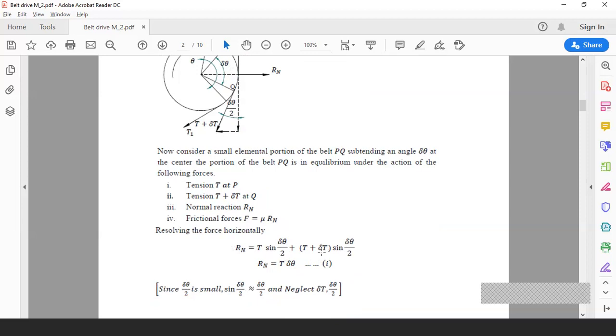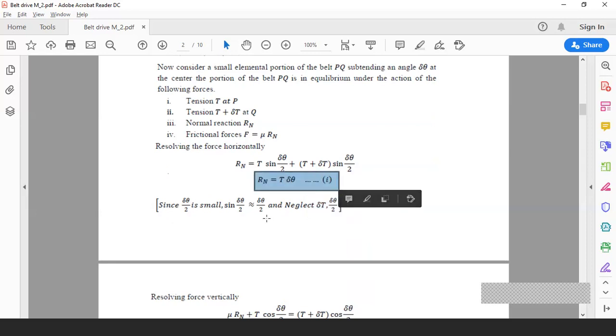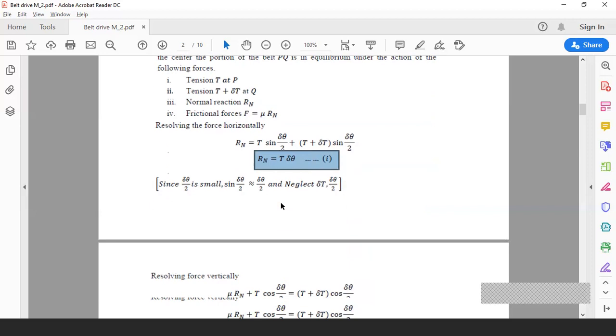So another term is delta T into sine of delta theta by 2. Since delta theta by 2 is a very small angle, sine of delta theta by 2 is equal to delta theta by 2. So that 2 gets cancelled here. Only T into delta theta remains, and the product delta T into delta theta by 2 will be 0, because the product of very small quantities is 0. Say this as equation number 1: Rn is equal to T into delta theta.